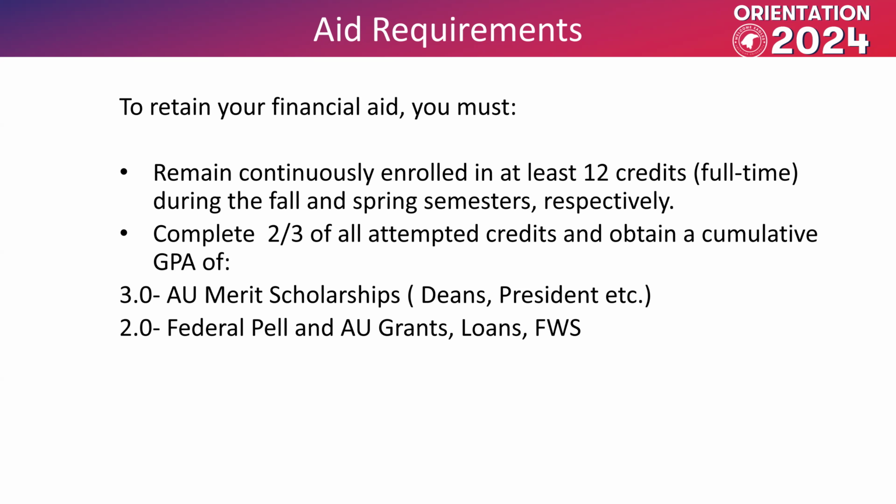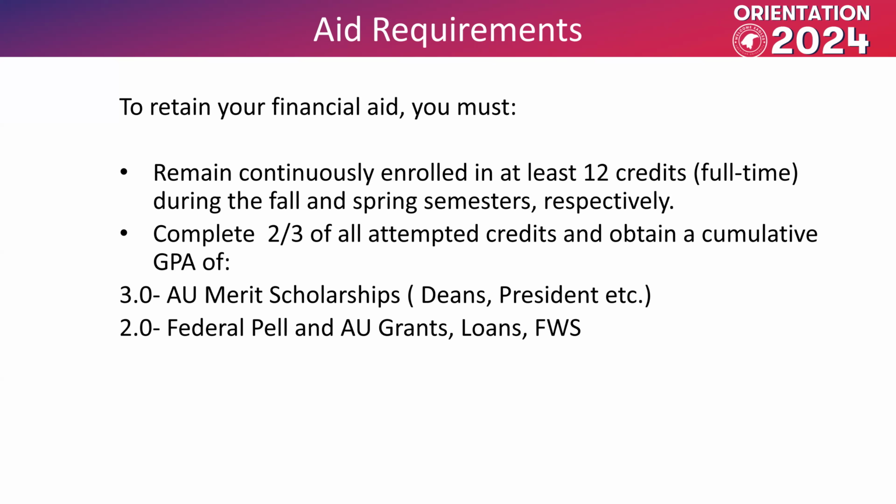That means the total calculation of all classes that you've taken between the fall and spring semester, that total calculated GPA, or the cumulative GPA for both those semesters, has to be at least a 3.0 or better if you're a recipient of a merit scholarship. We will be evaluating, at the end of every spring semester, your progress to make sure that you are meeting the minimum standards of your award.